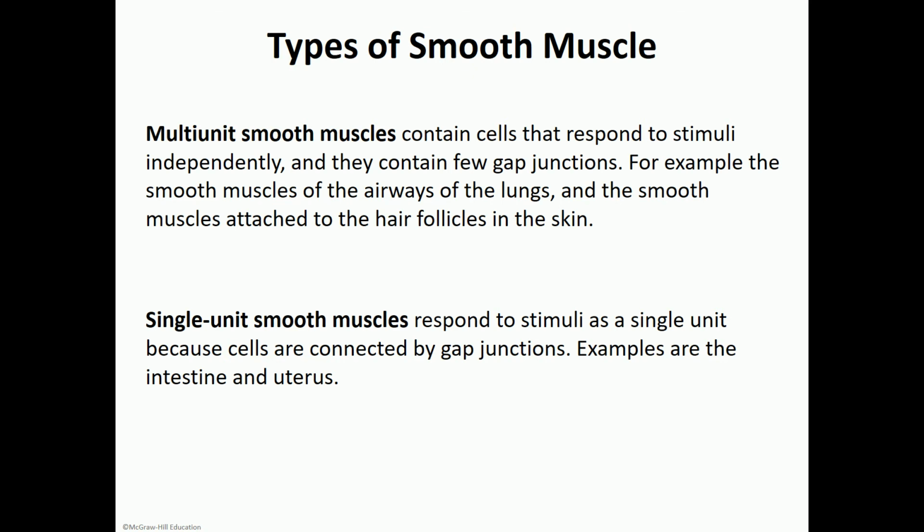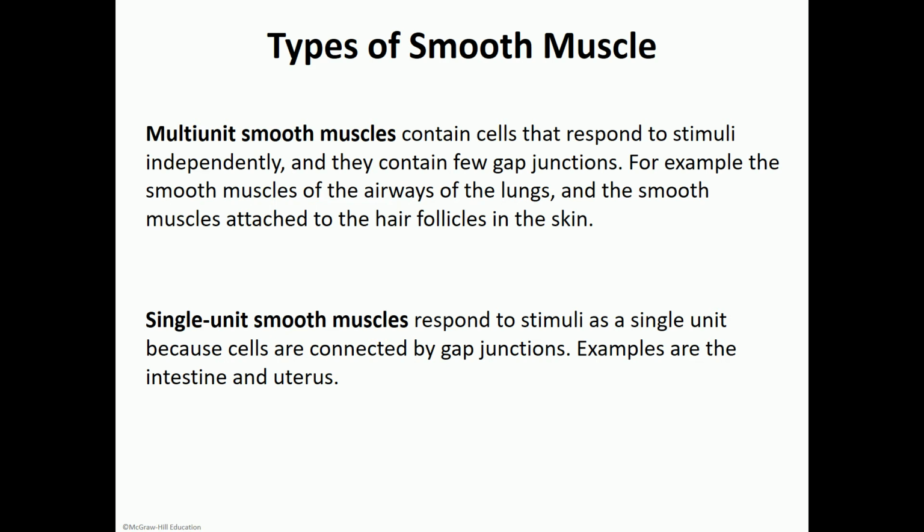They do not all have to contract or relax in sync. For example, the smooth muscles that are attached to the hair follicles in the skin, there's no need for them to contract in sync. They can, but there's definitely no need for that to happen. But in single unit muscle cells, this is where they are going to act as a group.